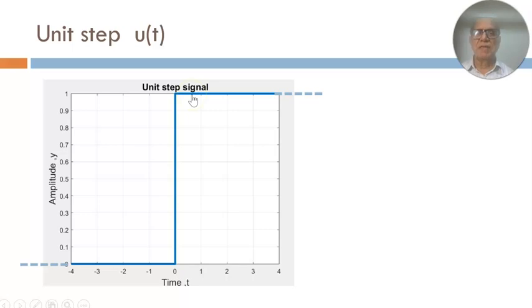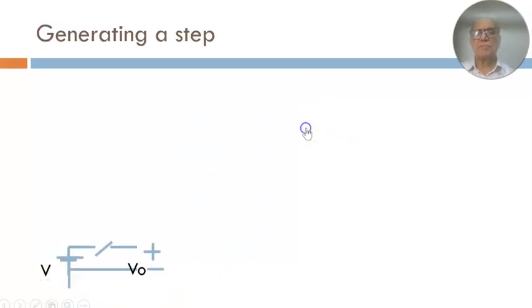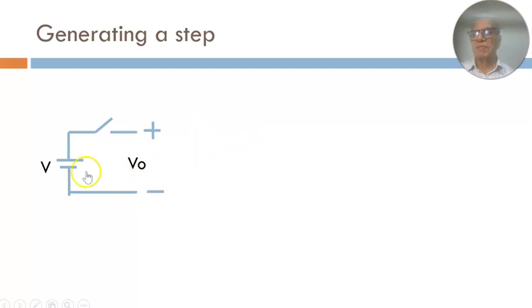We shall see that physically it will not be possible for us to generate this perfectly, but we can come close to it. We'll see that. All right, this is the definition of the unit step signal. Now let us try to see physically how this signal will be generated. So we'll see a couple of examples. First example is very simple.